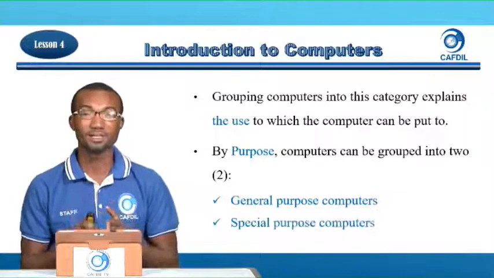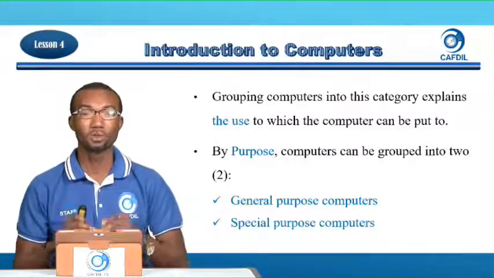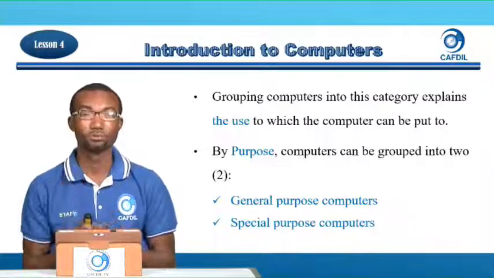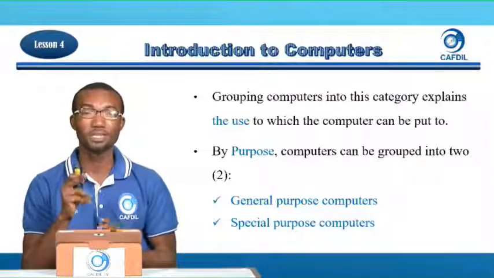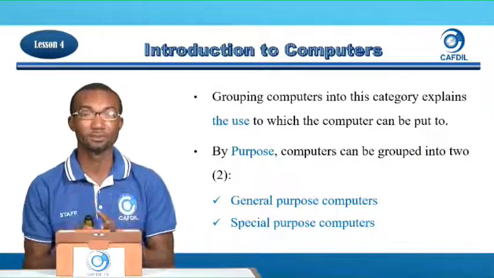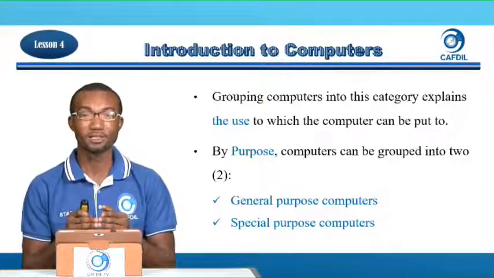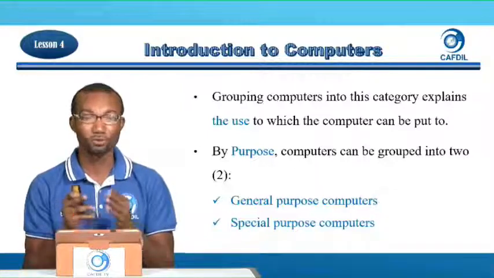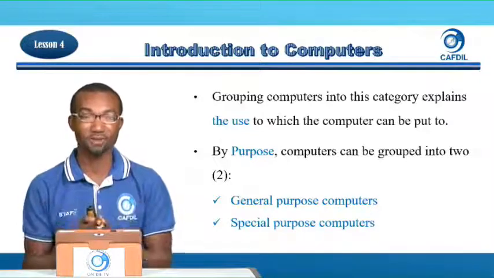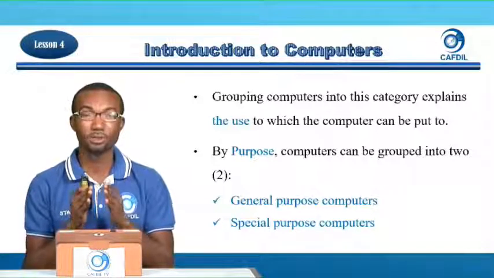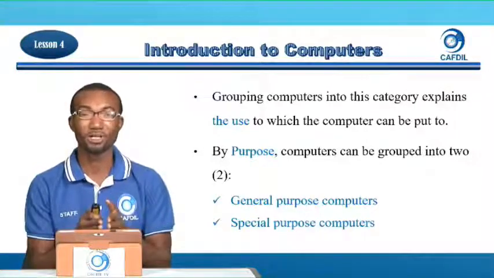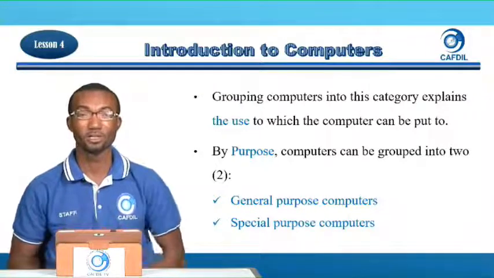And then the second one is special purpose computers. So if I'm designing a computer, then it must fall between these two. Either the computer is going to be a general purpose computer or it is going to be a special purpose computer. So if I group computers by purpose, we have two: general purpose and special purpose. All the computers that we have around can be grouped by purpose into these groups, whether that computer will be general purpose or special purpose.